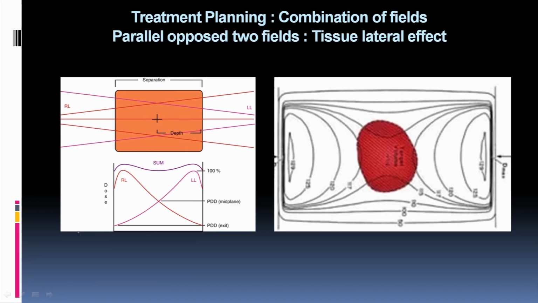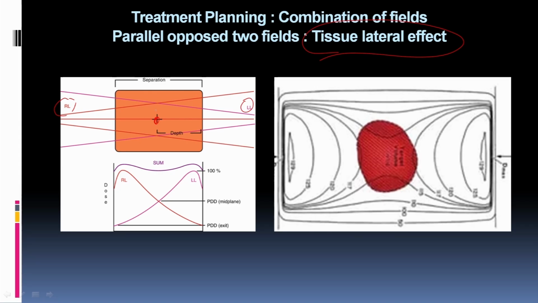Now, this is known as the tissue lateral effect. If you see, here there are two lateral fields, one is right lateral and another is left lateral, and this is the depth and this is the treatment prescription area.